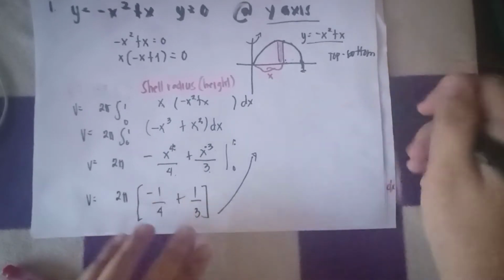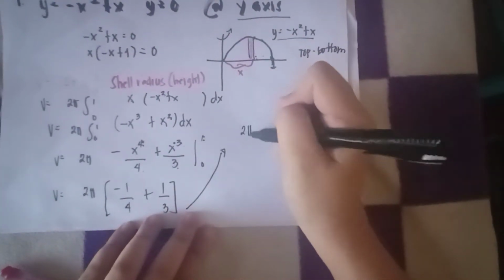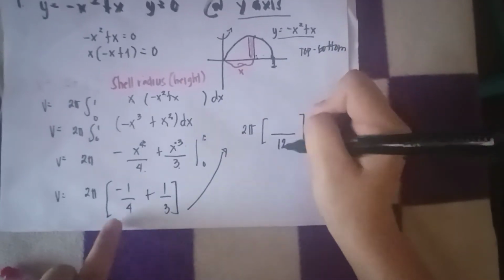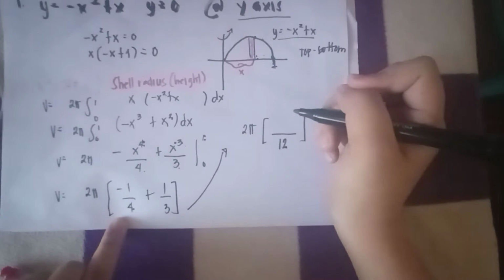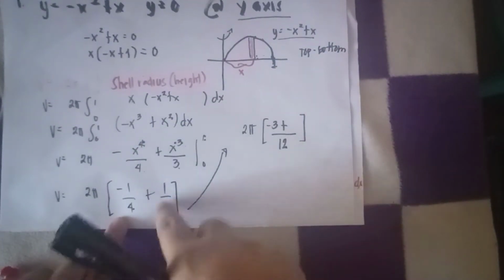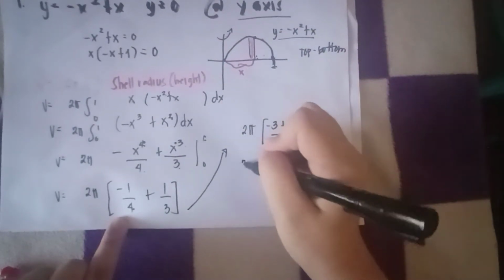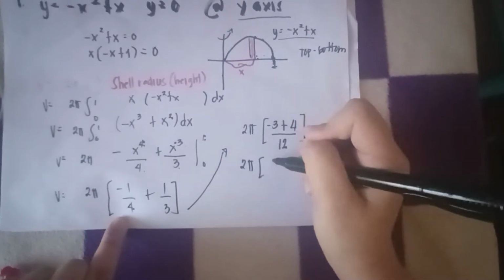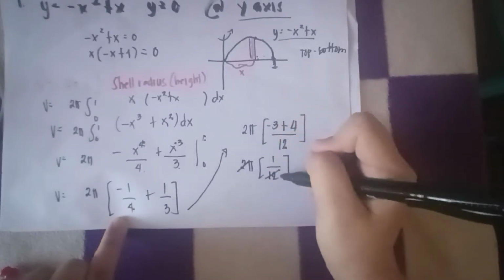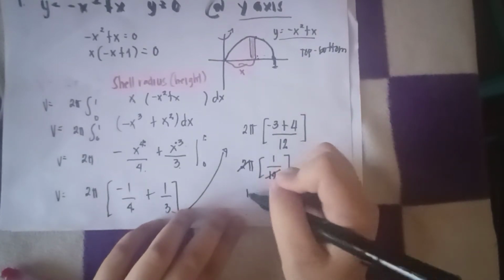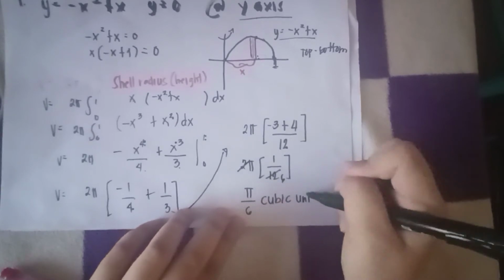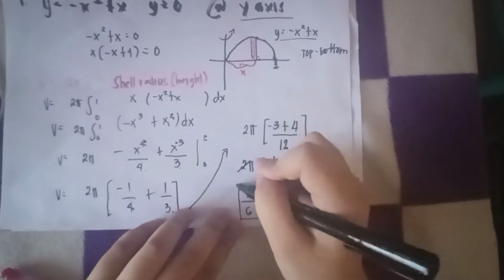So, simplify lang natin ito. The 2 pi multiply by LCD nila is 12. 12 divided by 4 is simply 3 times negative 1 is negative 3 plus 12 divided by 3 is 4 times 1 is 4. So, 2 pi then 4 minus 3 simply 1 over 12. Ito, pwedeng makancel. So, that will give you 6. Ito ay, sa madaling salita, ito ay pi over 6 cubic units. And that is the final answer po.